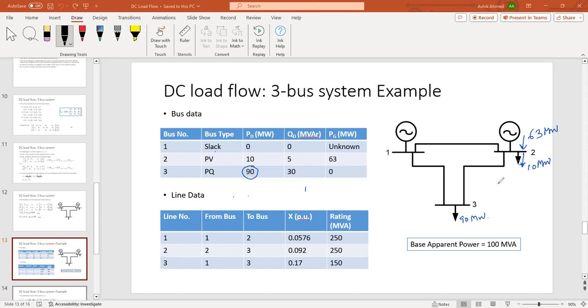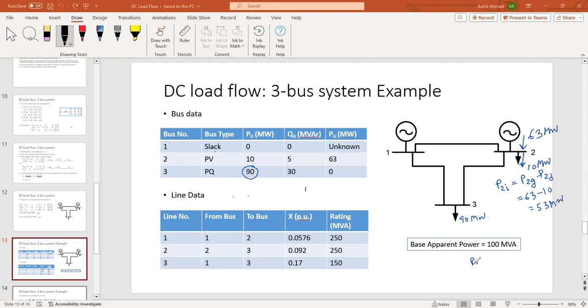So how can we formulate the expression of P injected at bus 2? P2 injected is P2 generated minus P2 demand. So what is P2 generated? 63, minus P2 demand, which is 10. So the P2 injection, real power, is 53 megawatts.